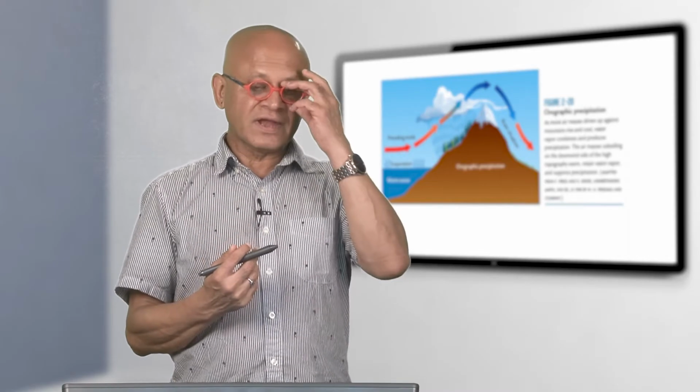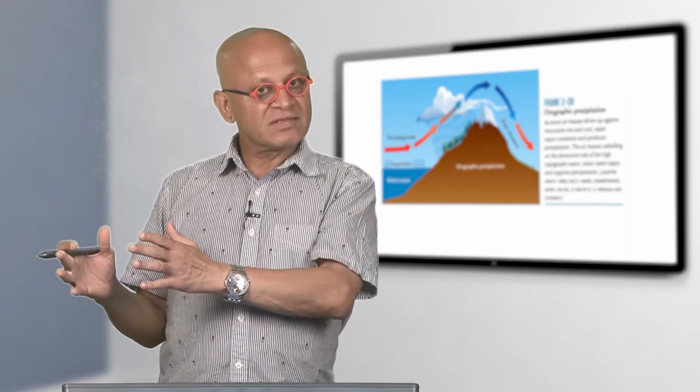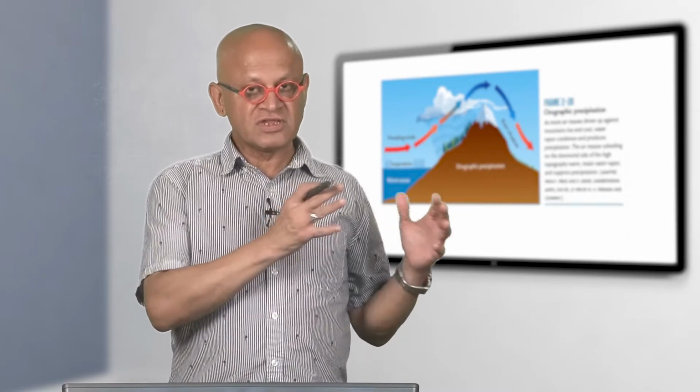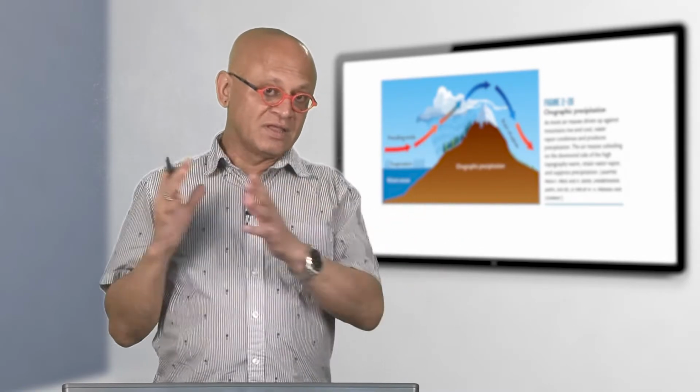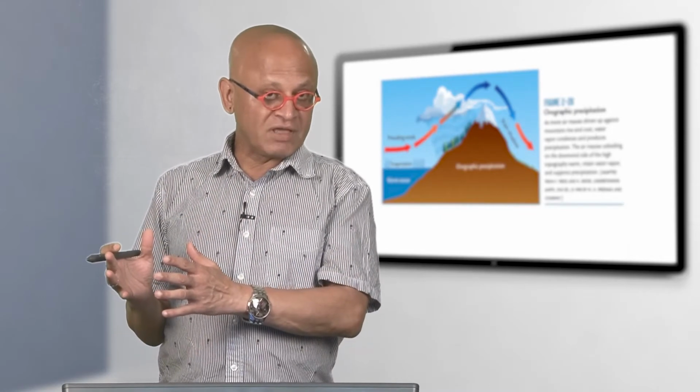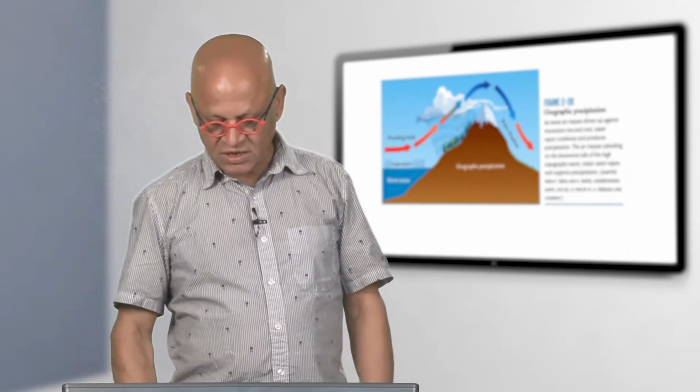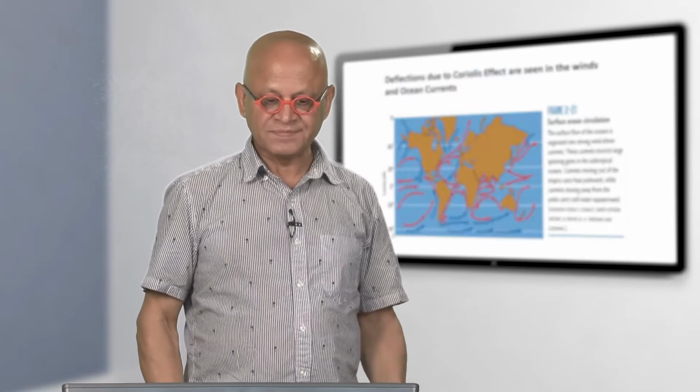This is like looking at rainfall over Mumbai versus Pune. Pune is on this side of the Western Ghats. So, the rainfall over Pune is much lower than the rainfall over Bombay, Mumbai for example. Okay? These are the important processes.